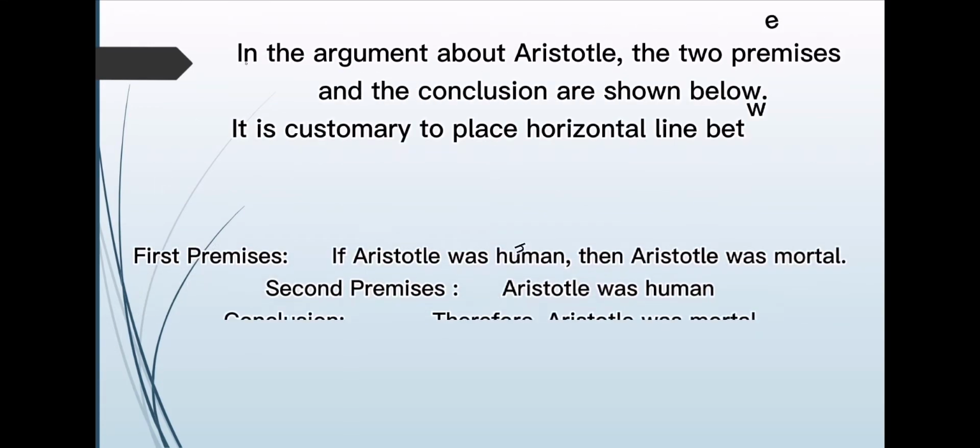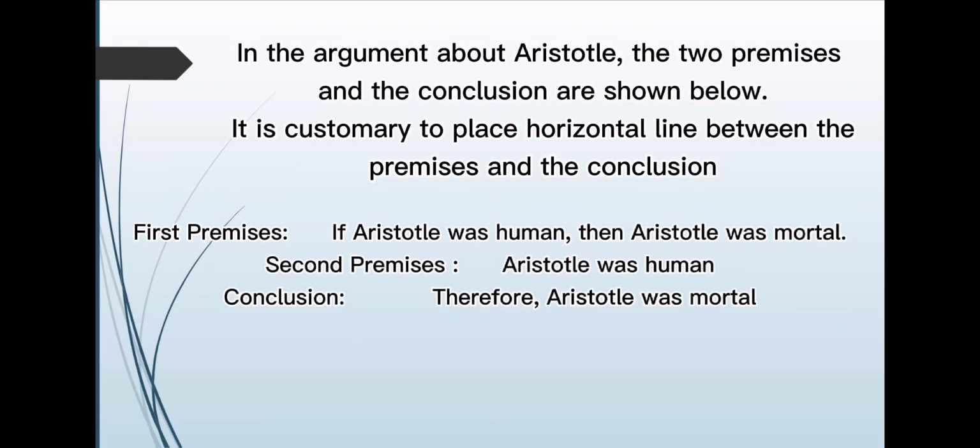In the argument about Aristotle, the two premises and the conclusion are shown below. It is customary to place a horizontal line between the premises and the conclusion. So the first premise is, if Aristotle was human, then Aristotle was mortal. The second premise, Aristotle was human. The conclusion, therefore Aristotle was mortal.